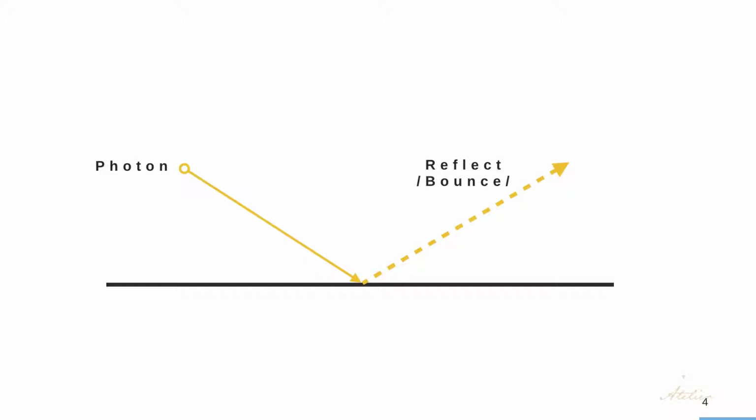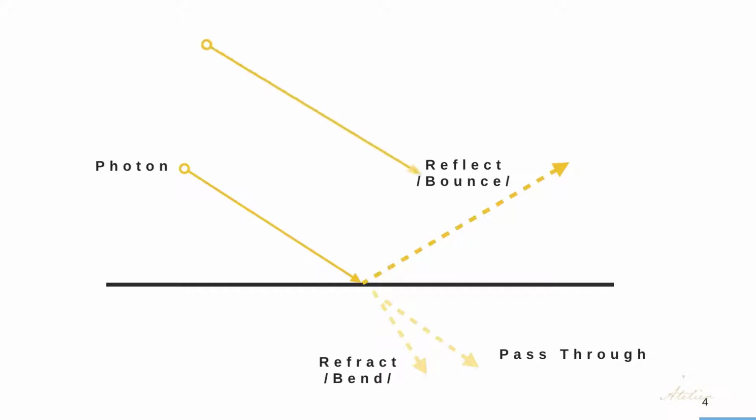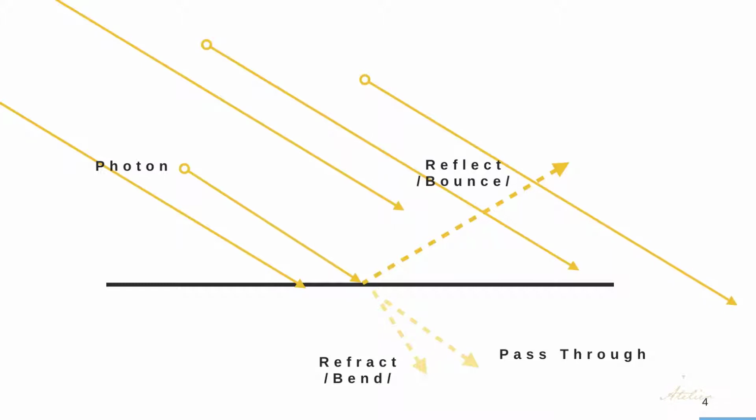Okay, so here's the thing. When you have a photon, what happens is it will bounce out and it'll reflect. It will either pass through matter. It will be refracted and bend through mass. So that could be water, that could be a glass, right?